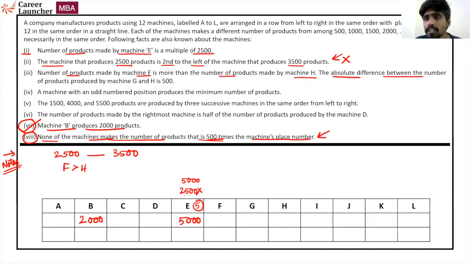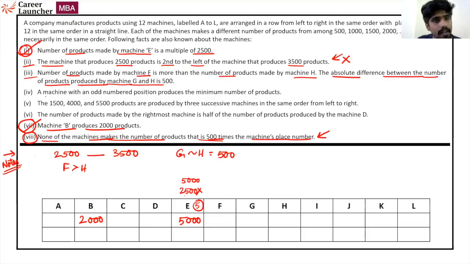The absolute difference between the number of products produced by machine G and H is 500. G difference H. We don't know whether H is greater than G or G is greater than H, but G difference H is 500 is given. Okay. We have taken down these points. We have completely utilized point 1, that is done.